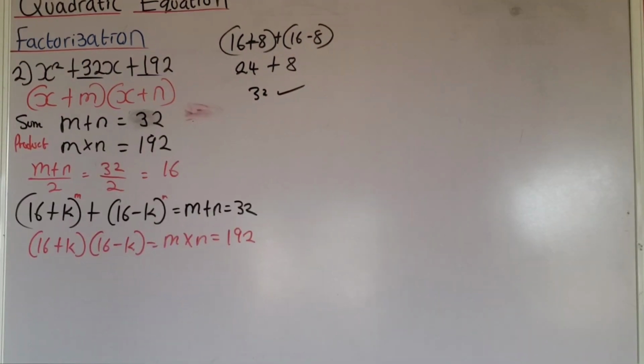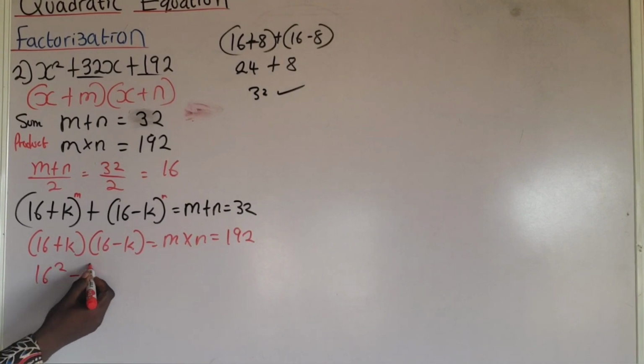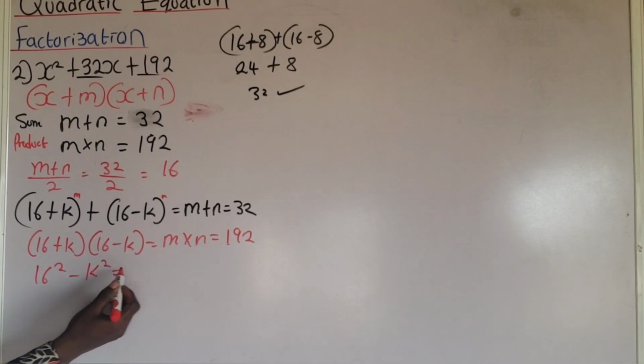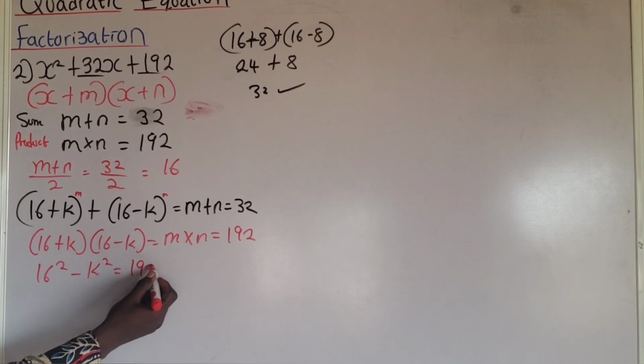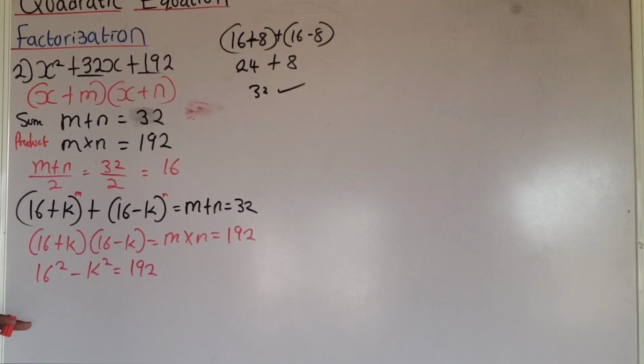Okay, so let us proceed. Here I'm going to have 16 squared minus k squared is equal to 192. Because what I did here is that I want to get the value of my k from this product. Having gotten the value of k, I'm going to substitute it into the sum. You just have to pay attention. It's very simple.